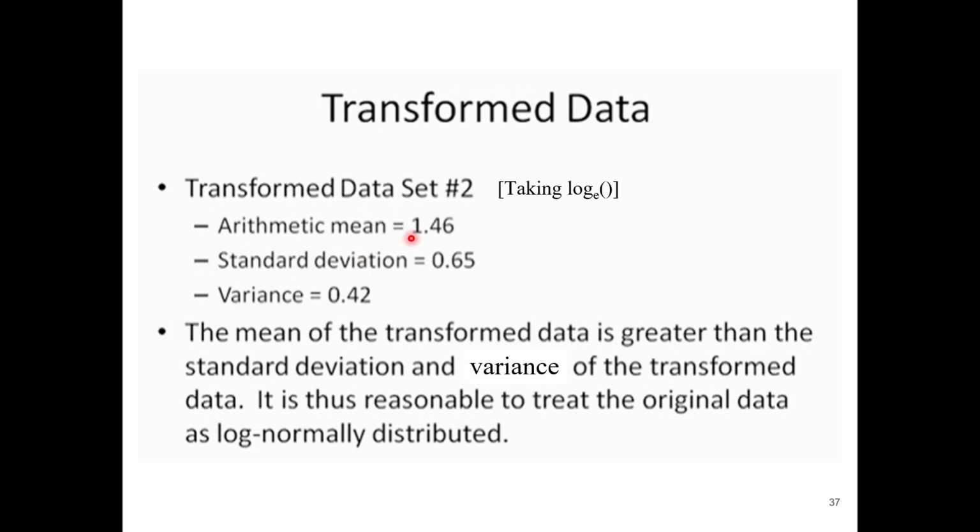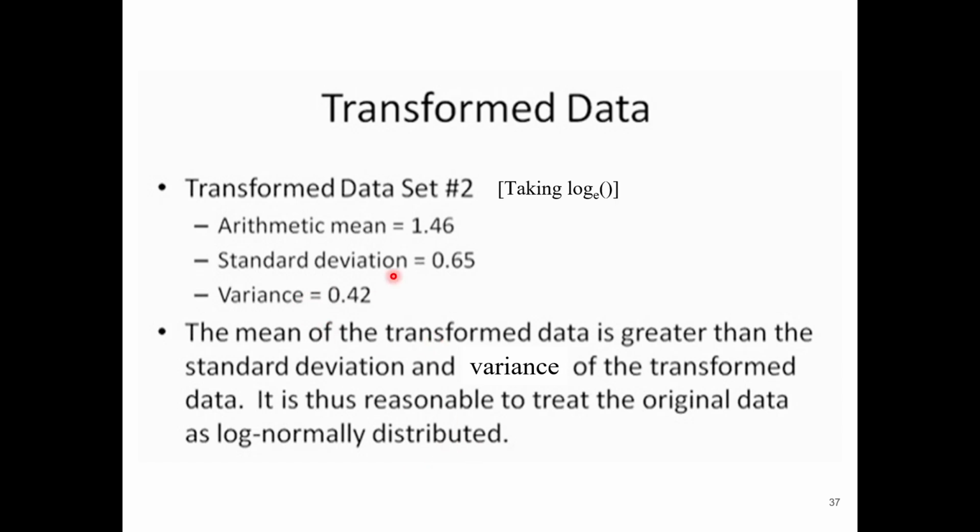In that case, if you check, you will find that the standard deviation is 0.65 and the variance is 0.42. Both of them are very much lesser than the arithmetic mean, which is 1.46. That means the mean of the transformed data is greater than the standard deviation and variance of the transformed data, and it is thus reasonable to treat the original data as log normally distributed.